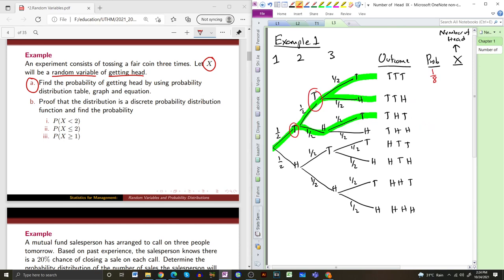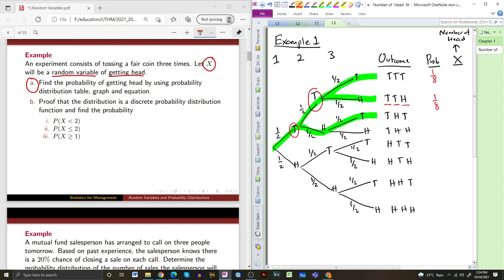For the second outcome, the probability of getting tail is 1 over 2. The probability of getting head is also 1 over 2, since it's a fair coin. Each outcome, tail and head, is 1 over 2. So when you multiply the 3 outcomes, no matter whether it is triple tail or head, tail, head, whichever 3 outcomes, you always end up with 1 over 2 multiplied by 1 over 2 multiplied by 1 over 2, which means you're going to get 1 over 8.